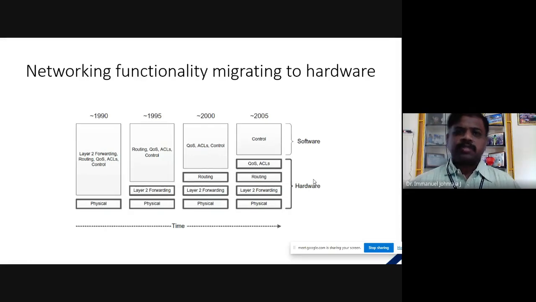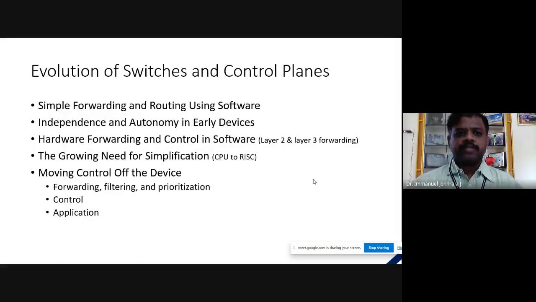Moving on to approximately the early 2005, the majority of the things were going towards the hardware, thinking about the speed of the network, the speed of the communication, which is the primary expectation, and the rest were on the software. Only the control plane was on the software side, the rest was implemented in the hardware.